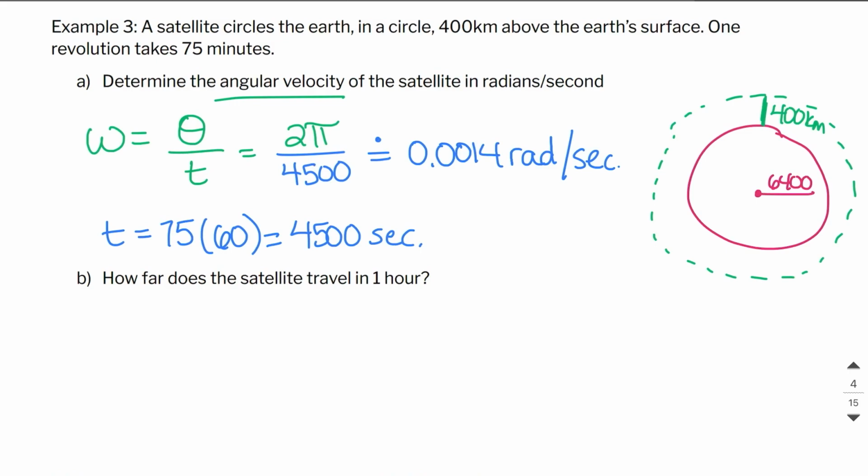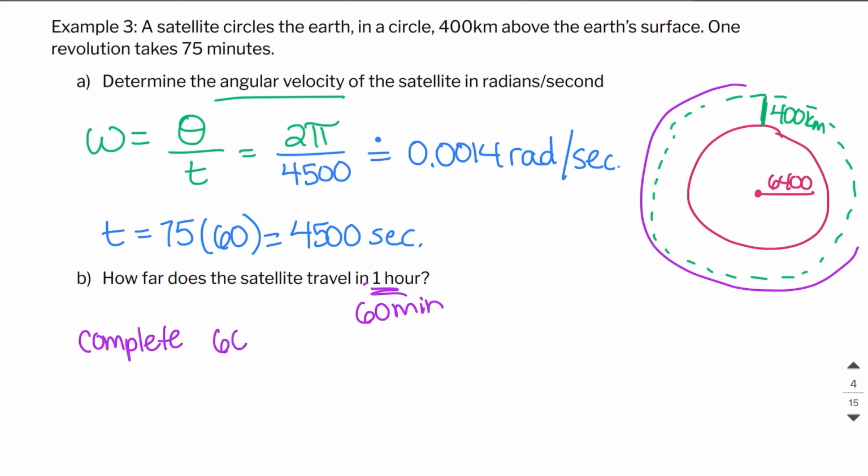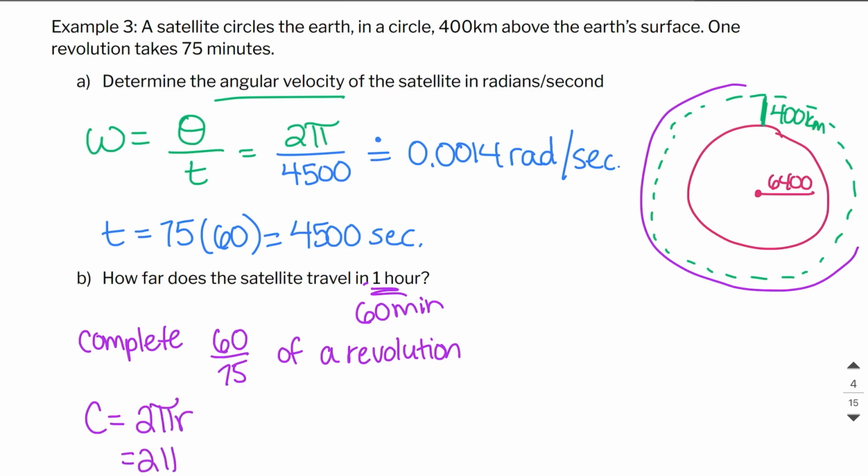Then question B says, how far does the satellite travel in 1 hour? This time we want to find the distance in 1 hour. If you remember, it takes 75 minutes to complete the full revolution, so 1 hour, which is 60 minutes, won't complete the full revolution. It's going to complete 60 out of 75 of a revolution. For starters, I'm going to figure out how much a full revolution is, so I'm going to do 2 pi times my radius.